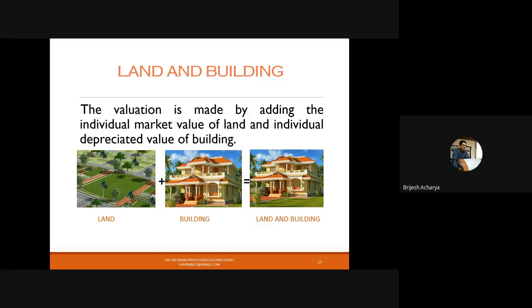As land and building, there are 2 different components associated with this method. One is land, the other one is building. So when you have to do valuation using this particular method, you should know the fair value or market value of land and the market value of building, and when you add these, you will get the value of the combination of both, that is land and building.